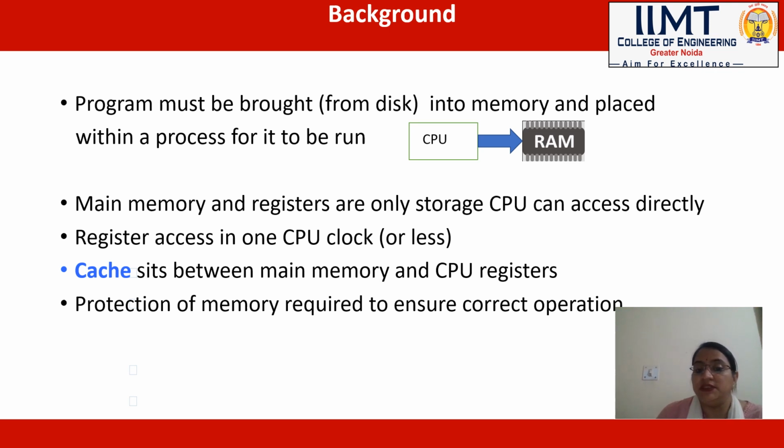Cache lies between main memory and CPU registers. Register access takes one CPU clock. Main memory and registers are the only storage the CPU can access directly. Protection of memory is required to ensure correct operations.